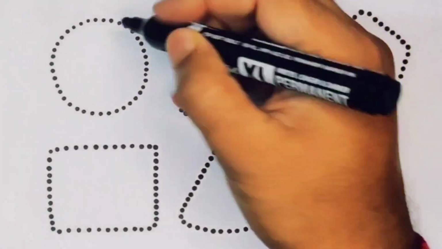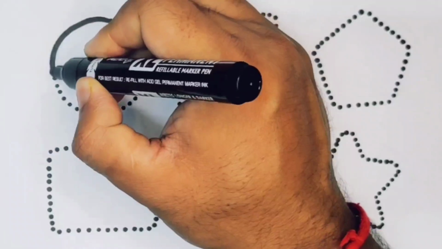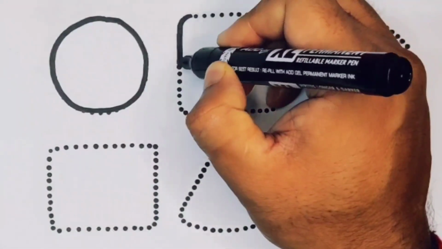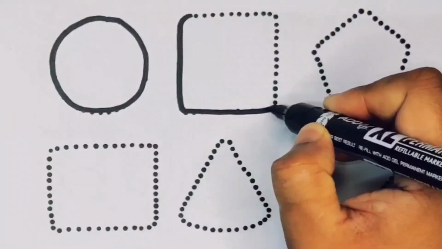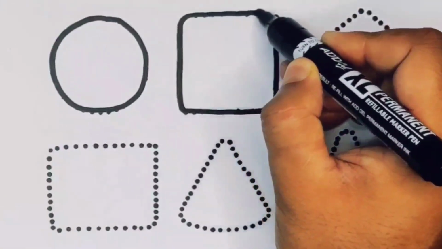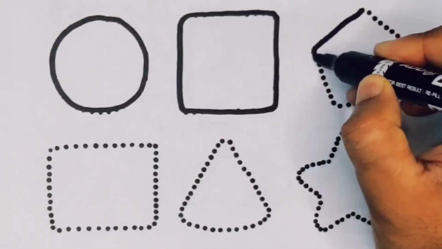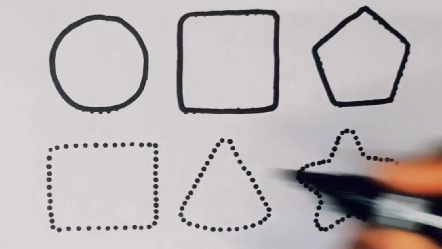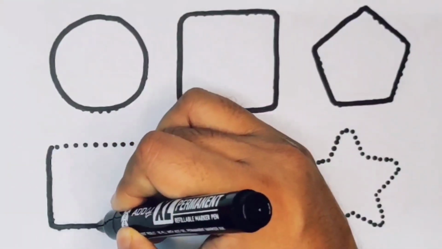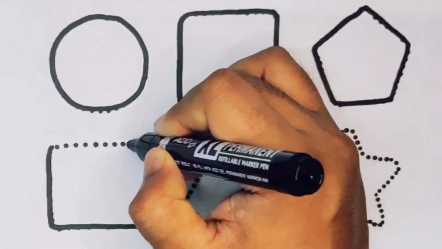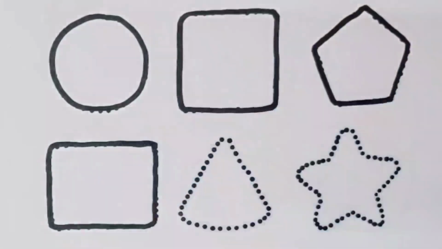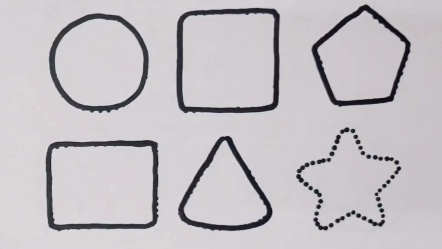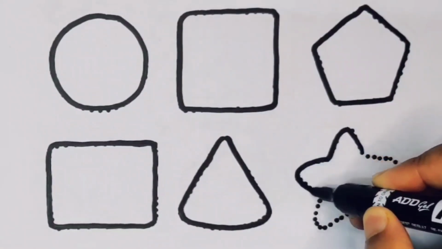First we're going to draw the shapes. Circle, square, pentagon, rectangle, triangle, star.